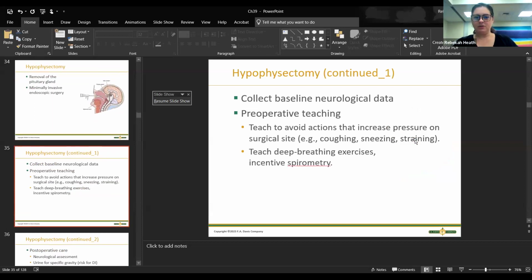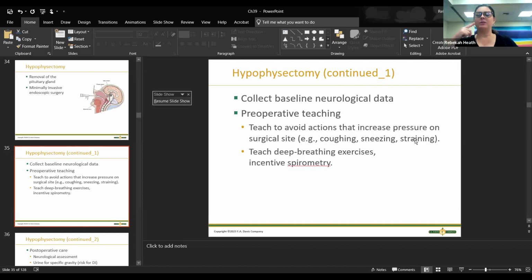Before they even have surgery, we want to make sure we're doing some good education. We want to see what their neurologic status is, a really good neuro assessment before the surgery, right? Anytime we're going in and messing inside somebody's brain, we want to know where you're at first so we can make sure we're checking after surgery as well.